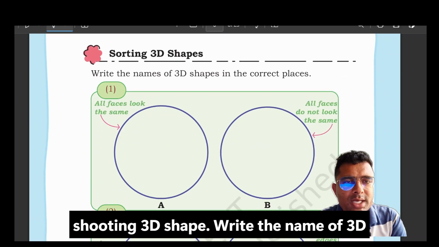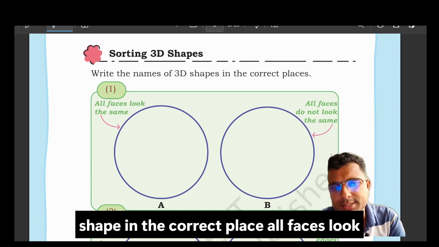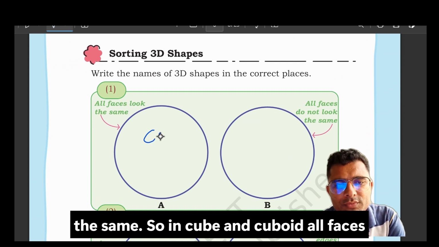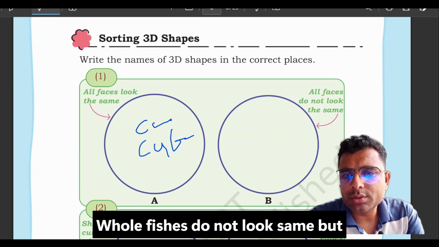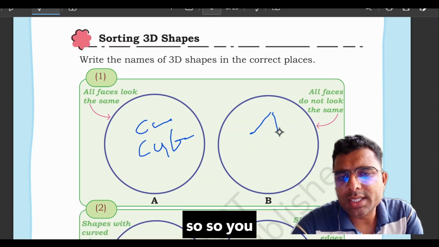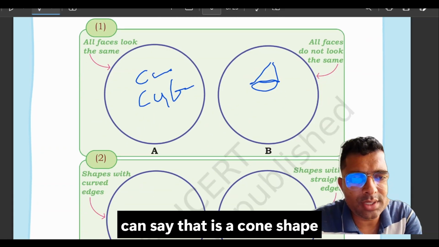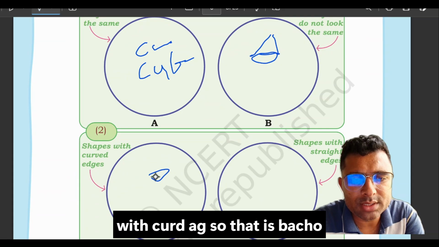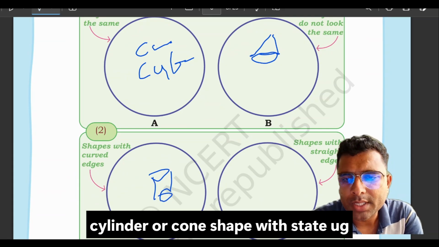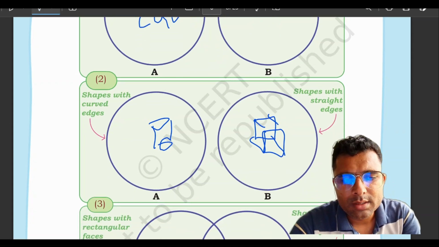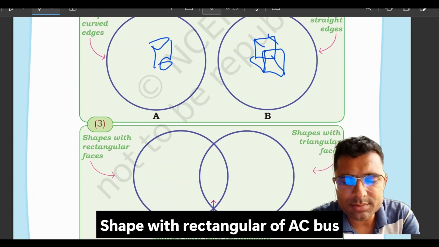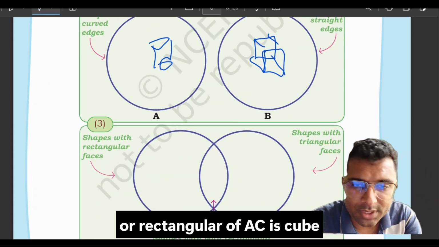Sorting 3D shapes, write the name of the 3D shape in the correct place. All faces look the same, so in cube and cuboid all faces look the same. Okay, all faces do not look the same, bachcho, so you can say that is a cone. Shape with curved faces, so that is cylinder or cone. Shape with straight edges, so you can write cube and cuboid. Shape with rectangular faces, bachcho, cube and cuboid.